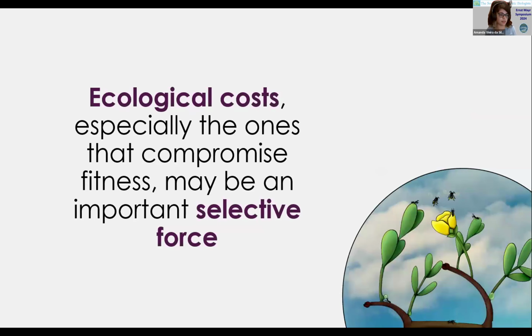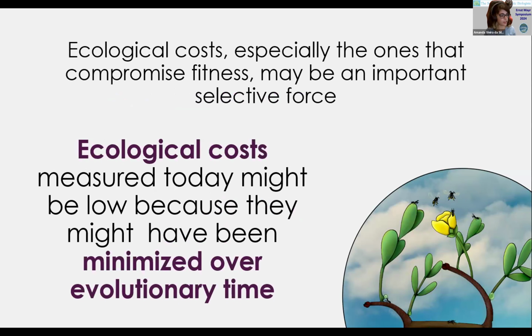And it seems that this happens because the ecological costs, especially the ones that compromise plant fitness, could be an important selective force, because plants that are involved in protection by ants might have their fitness reduced if ants repel the pollinators. And the ecological cost, the way we measure it today, might be low, because these conflicts may have been minimized over evolutionary time. So for instance, plants with ants are not pollinated by bees.